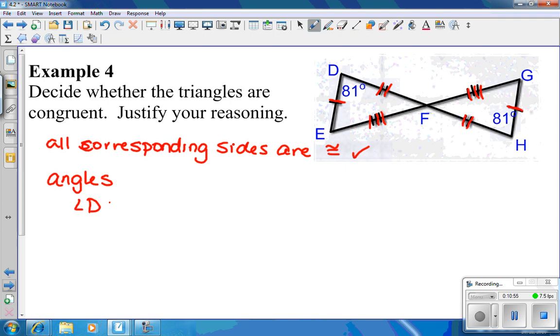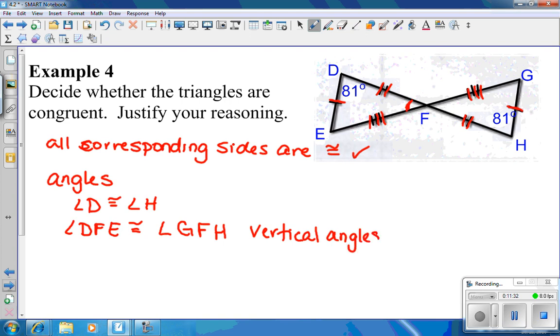We know that angle D is congruent with what angle? H. What about angle DFE? Okay, remember DFE is this angle right here. What is it congruent to? GFH. Why did you think it was congruent with angle GFH? Good. These are vertical angles. Anytime you see vertical angles, I would go ahead and mark them as being congruent. Okay, so we know that they're congruent because they're vertical angles.